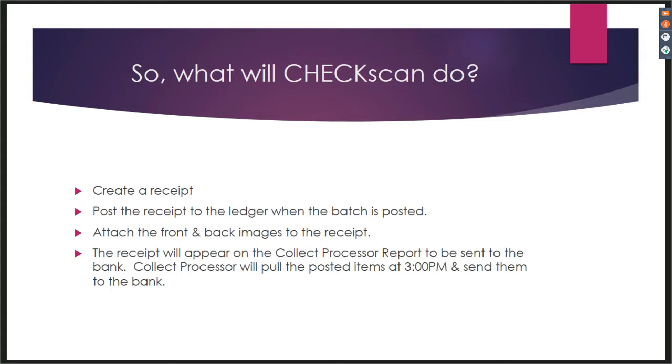So what will Checkscan do? It's basically going to do 4 things. It's going to create the receipt for you. When you post the batch, it's going to post the receipt to the ledger and your general ledger. It's going to attach the front and back images of the check to the receipt. And it's going to make it appear on the collect processor report, so it'll be picked up and sent to the bank. So those 4 things, it's going to create the receipt, post the receipt to the ledger and general ledger, attach the images, and make it appear on the collect processor report.